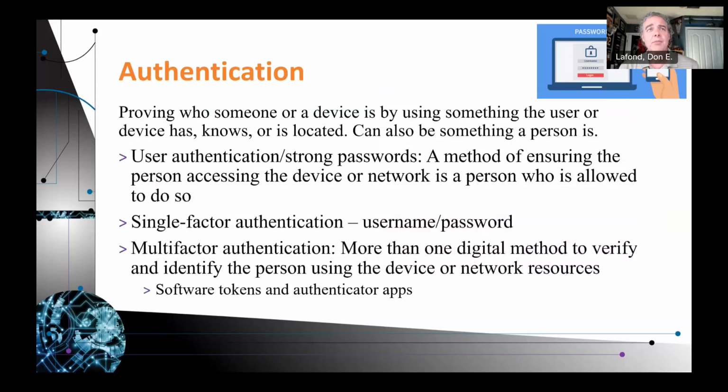Authentication: proving who someone or a device is by using something the user or device has, knows, or is located. It can also be something a person is. That's a mouthful. You try reading it. For example, user authentication, strong passwords. A method of ensuring the person accessing the device or network is a person who is allowed to do so. We talk about password strength a little bit later.